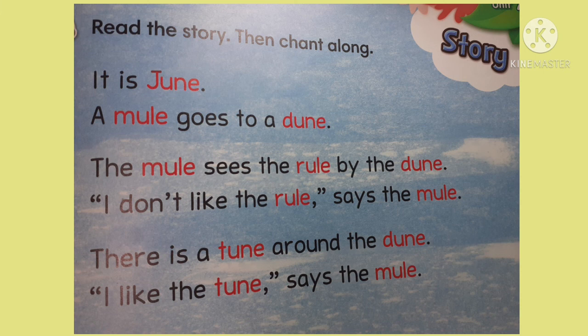On page 73, read the story. It is June. A mule goes to a dune. The mule sees the rule by the dune. I don't like the rule, says the mule. There is a tune around the dune. I like the tune, says the mule.